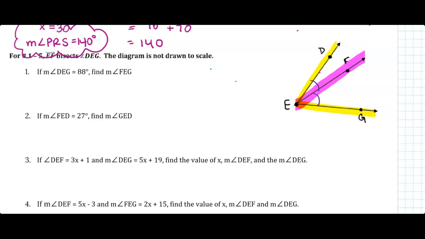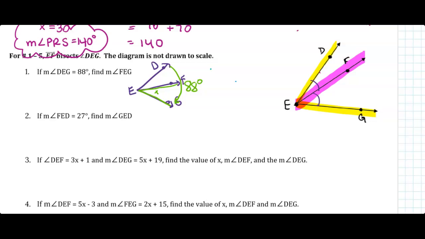If the measure of angle DEG is 88 degrees, I'm just going to draw a little mini angle here. That means this entire angle is 88 degrees. Then they told us that the measure of angle FEG is what we're looking for. They didn't tell us anything about an expression, so we just let it be x.